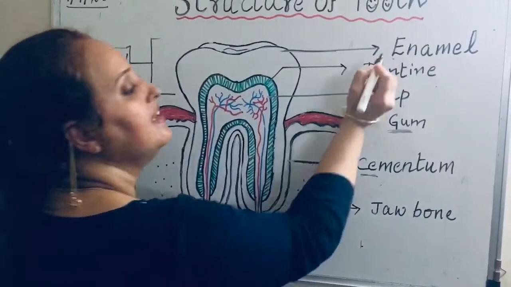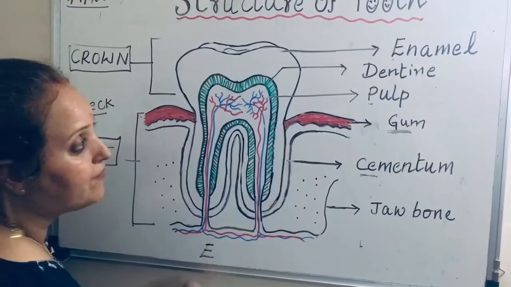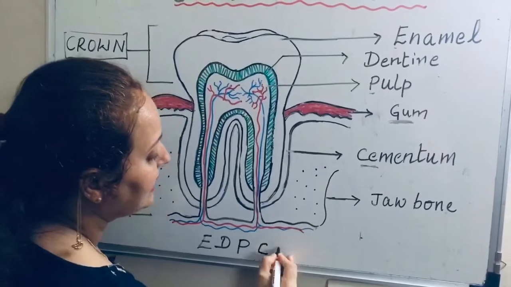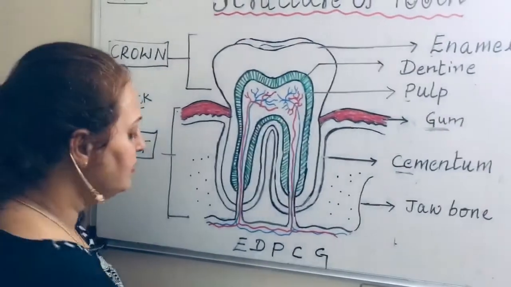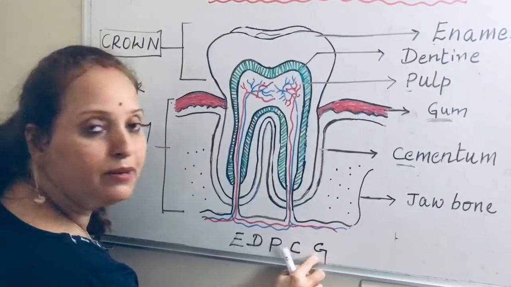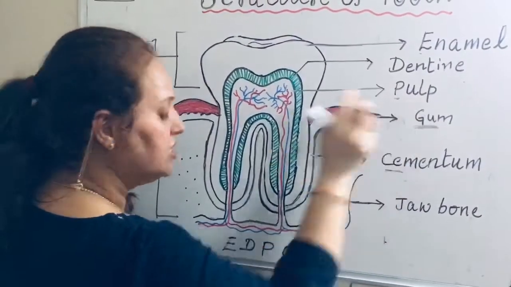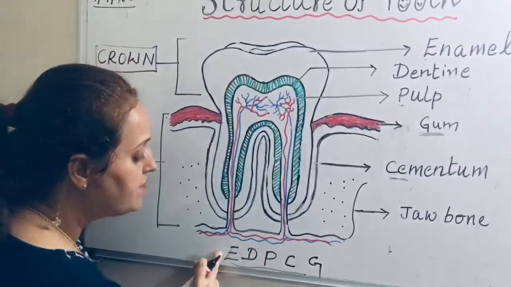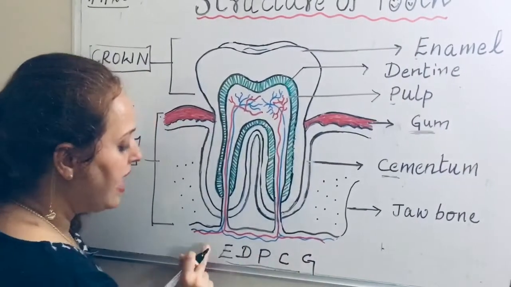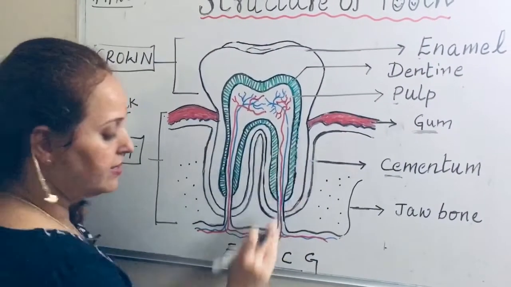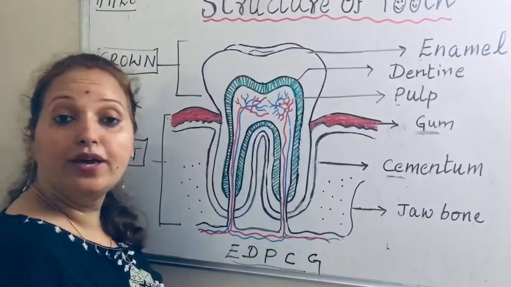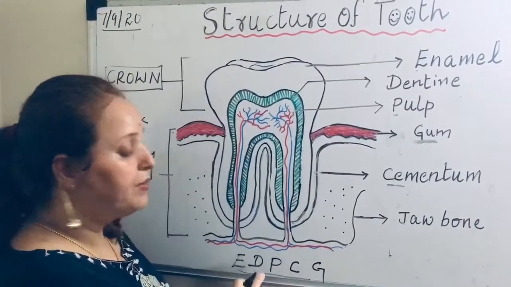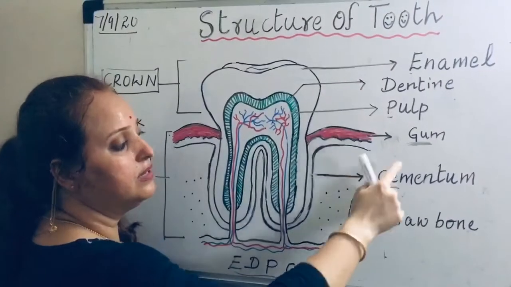What is that? See, every day practice C for cleaning your gums. Isn't it simple? So every day practice cleaning gums. EDPCG. So all these parts can be easily memorized by a simple mnemonic, that is every day practice cleaning gums: enamel, dentine, pulp, cementum and gums. In this way, using a simple logic, you can use the mnemonic EDPCG.